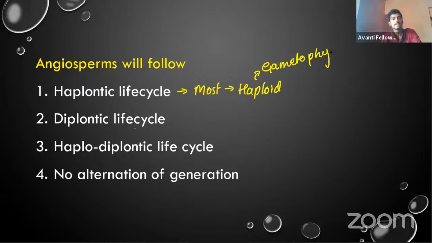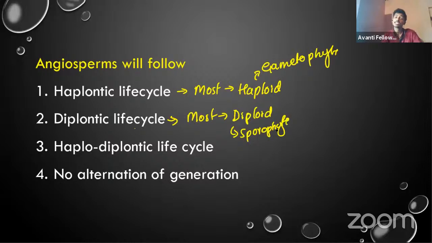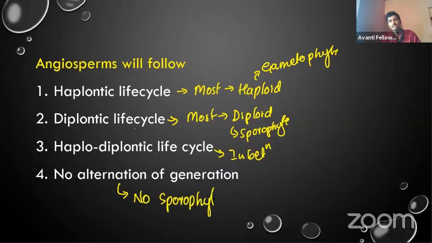So what is the other thing? The diplontic life cycle means most of the time it will be diploid. That means it will be in the sporophytic stage. Sporophyte means spore producing structure, gametophyte means gamete producing structure, and haplodiplontic means in between. So equal time will be spent as the sporophyte and the gametophyte. And no alternation of generation means there is no sporophytic and gametophytic phase at all, right?